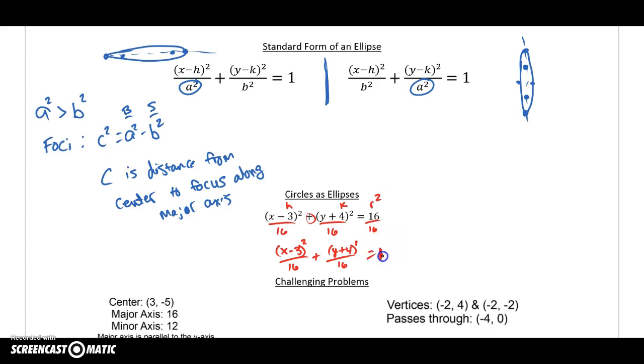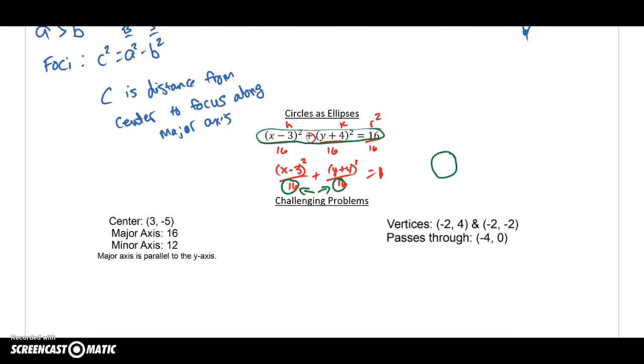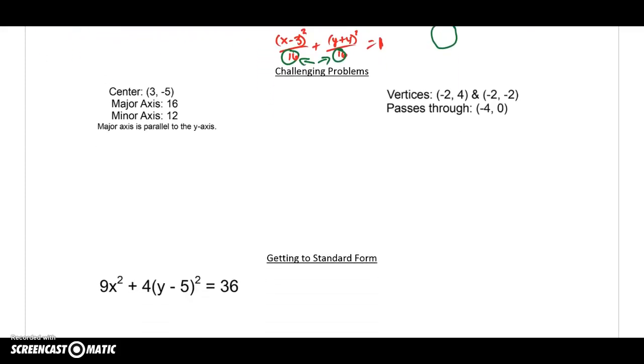Where's my major axis? Well, because both these are the same, which one's a squared, which one's b squared? I don't know. Take your pick. It doesn't matter. They're both the same number. But what we're saying is I'm going to be stretched exactly the same vertically as I am horizontally, which, by the way, is a circle. So if these two denominators are the same, just multiply both sides by that denominator, and that'll get you to what you started with, which is our standard form of a circle. Just recognize that if your two denominators are the same, don't get confused, there is no major and no minor axis. Just know that that's a circle. You need to multiply by that denominator to get it into your circle standard form.